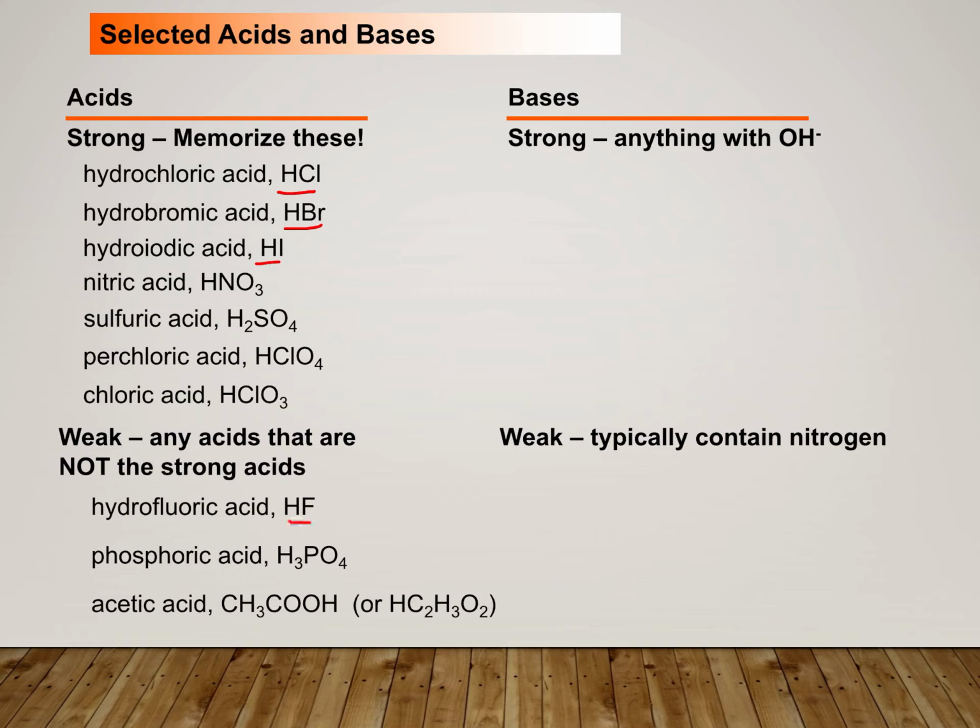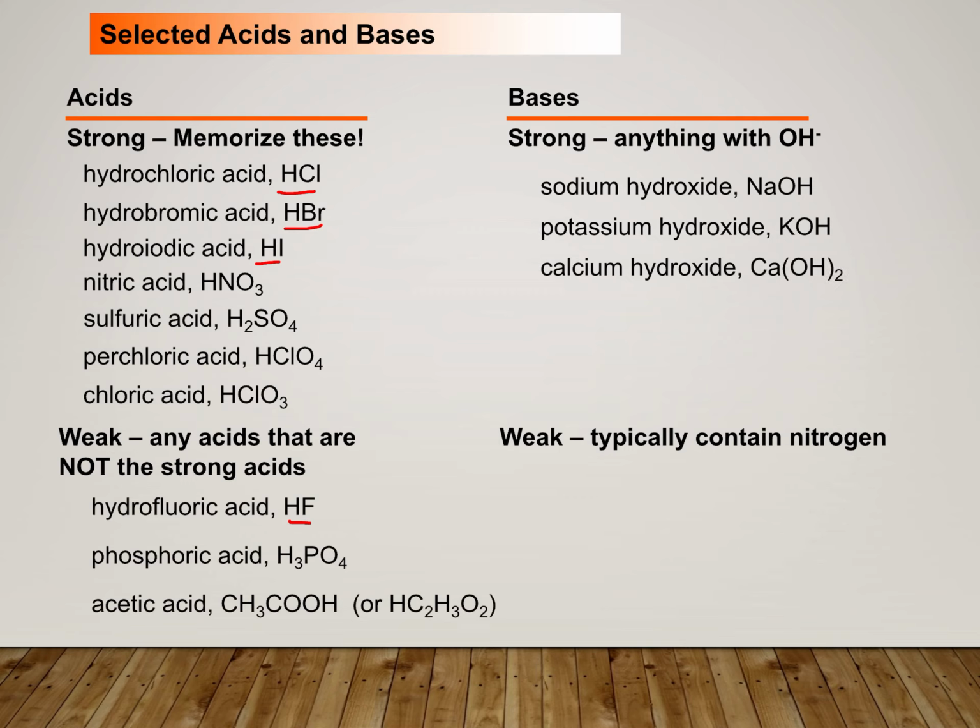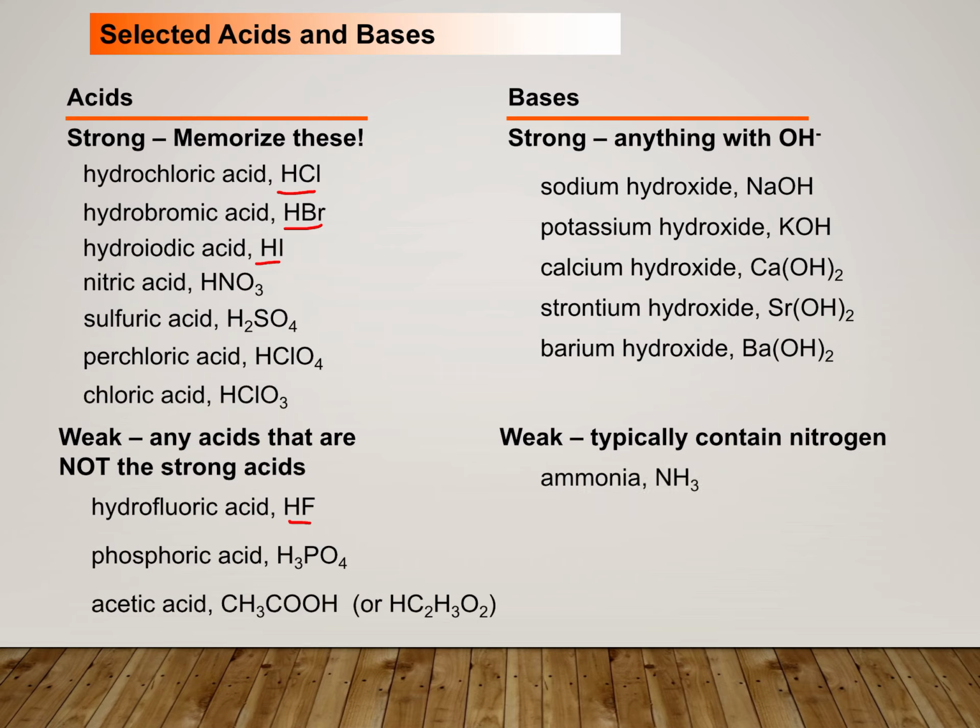But like I said, memorize the strong acids, and then any other acid you come across will be a weak acid. Strong bases are easy to recognize because it will be anything that has an OH, right? So we've got sodium hydroxide, potassium hydroxide, calcium, right? There's just a bunch of hydroxides, anything with OH minus. And then weak bases, we're not going to deal with a ton. The only weak base that we're going to deal with is ammonia. But weak bases in general typically contain nitrogen. You'll get more into this in Chem 2.